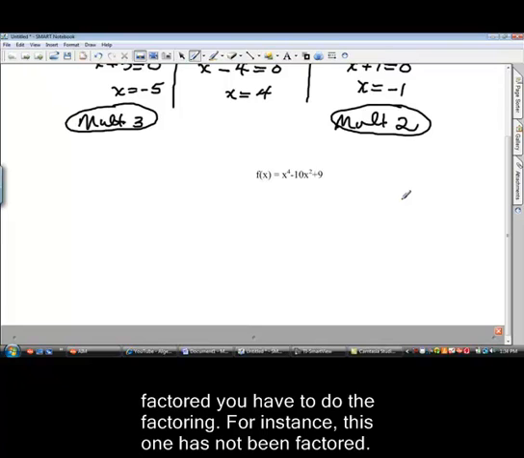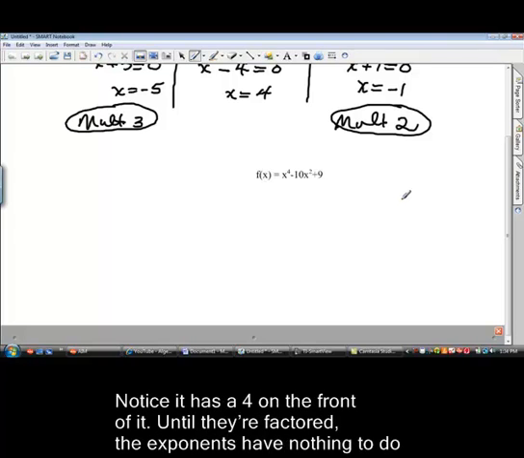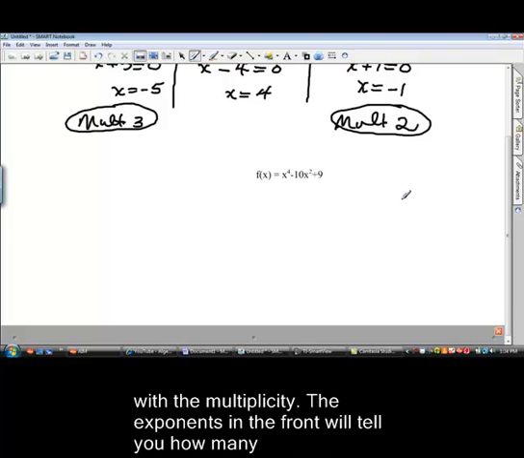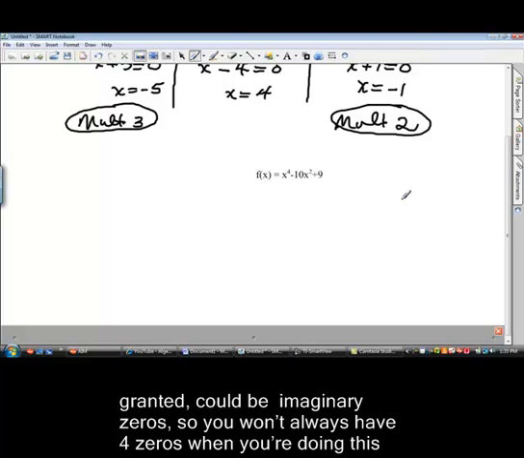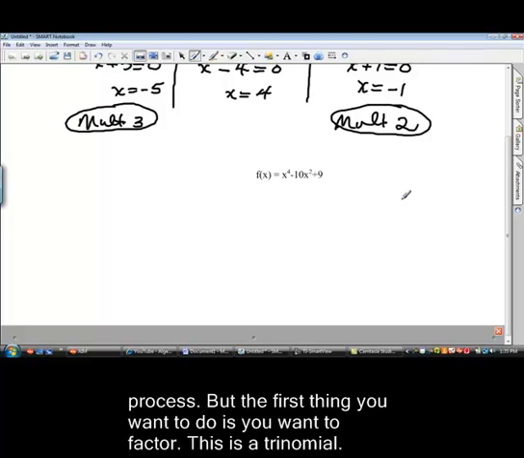For instance, this one has not been factored. Notice it has a 4 on the front of it. Until they're factored, the exponents have nothing to do with the multiplicity. The exponent in the front will tell you how many zeros you have. So we're looking for 4 zeros in this problem. Now, some of them, granted, could be imaginary zeros, so you won't always find 4 zeros when you're doing this process. But the first thing you want to do is factor.